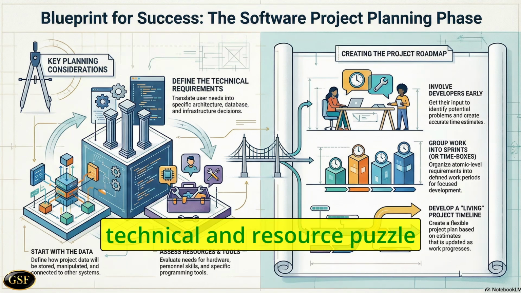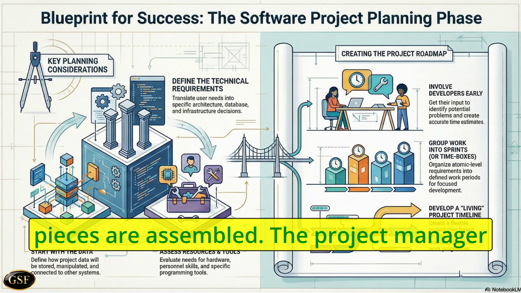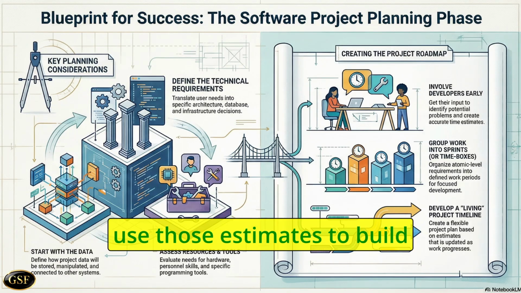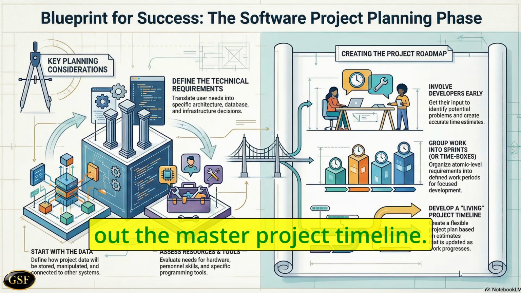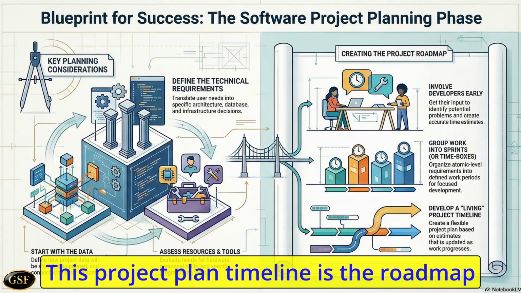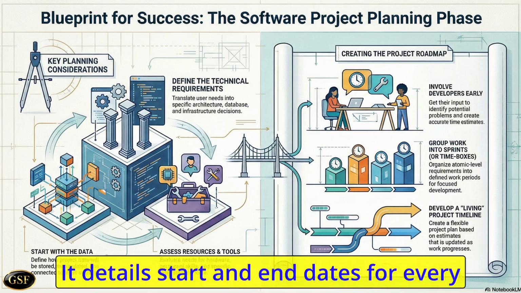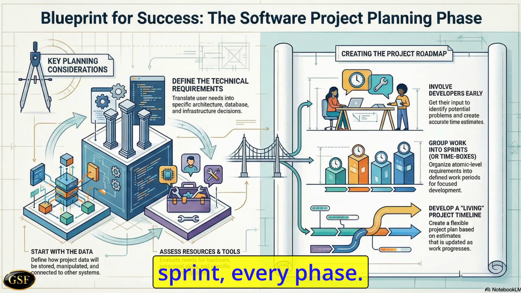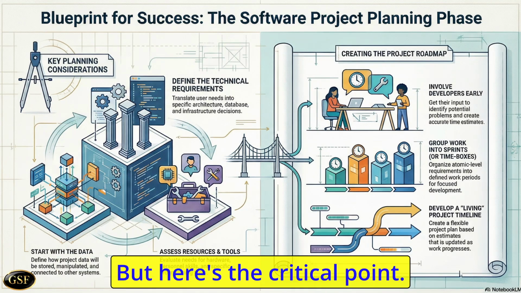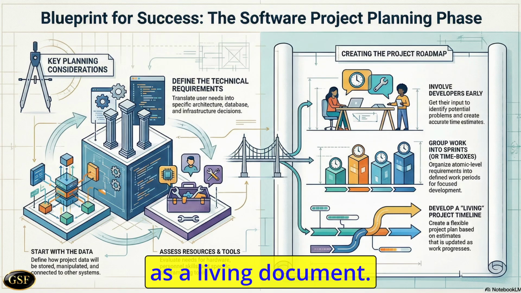Okay, so the developers provide those crucial time estimates. The technical and resource puzzle pieces are assembled. The project manager and their team can now use those estimates to build out the master project timeline. This project plan timeline is the roadmap for the entire delivery. It details start and end dates for every sprint, every phase. But here's the critical point. This must be treated as a living document.